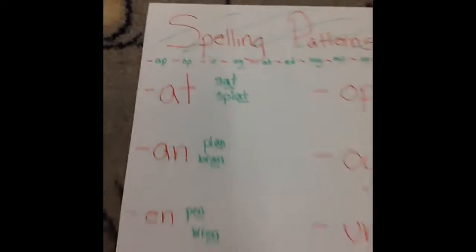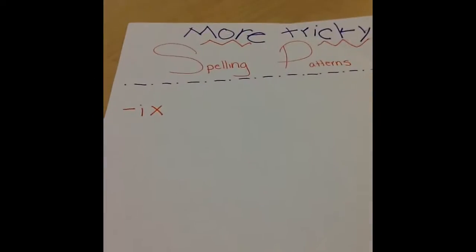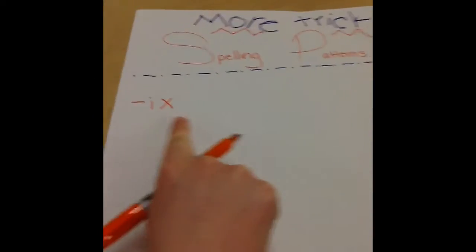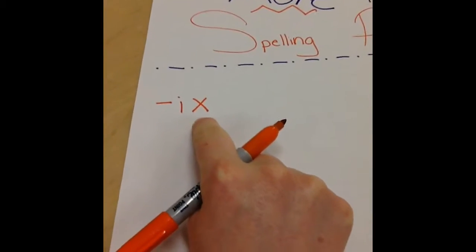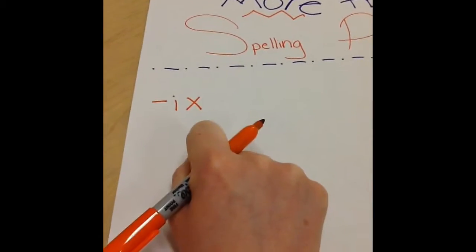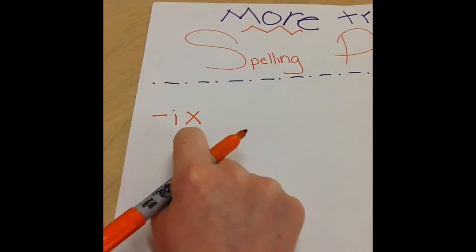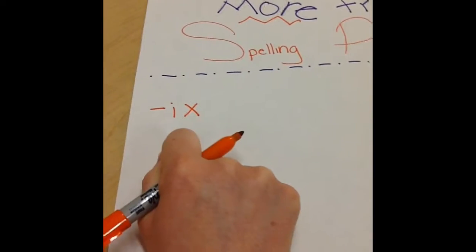Readers, today we are going to learn some more spelling patterns, but this time the spelling patterns are a little more tricky. They're some of my favorite spelling patterns. Are you ready to see them? The first tricky word pattern we're going to look at is ix. Now I want you to think of a word that ends with the sound ix. Turn and talk.